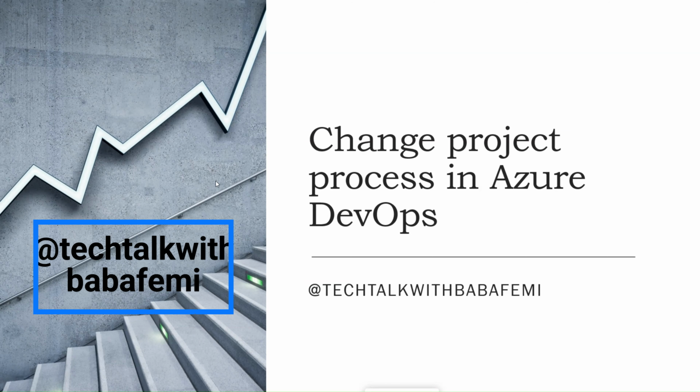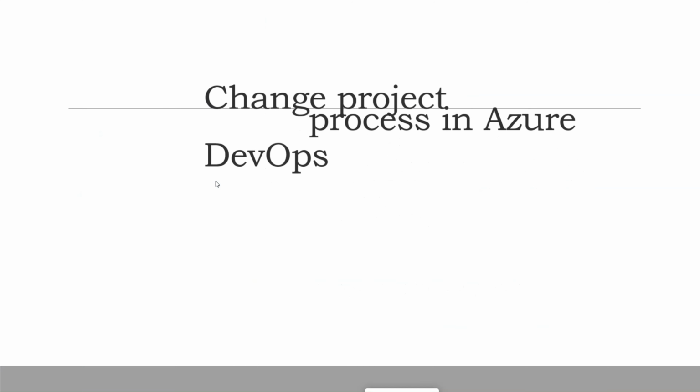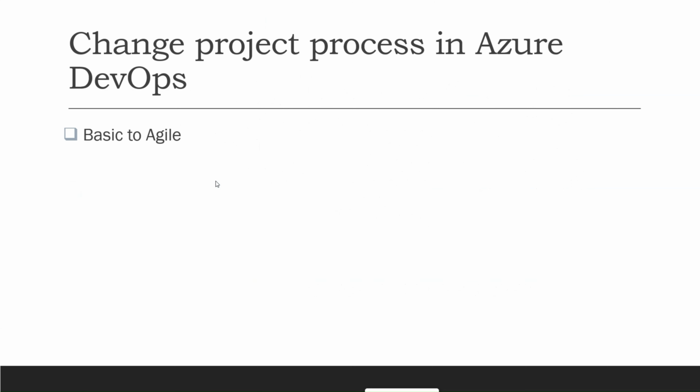In today's video, we'll be taking a look at how you can change the project process in Azure DevOps. Sometimes there might be a need for this change, maybe based on a change in the requirement of the project. So we'll take a look at how you can change from Basic to Agile, how you can change from Scrum to Agile, and we will wrap it up with how you can change from Agile to Scrum.